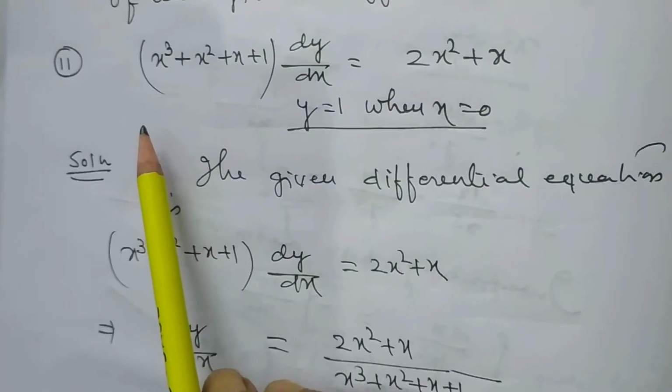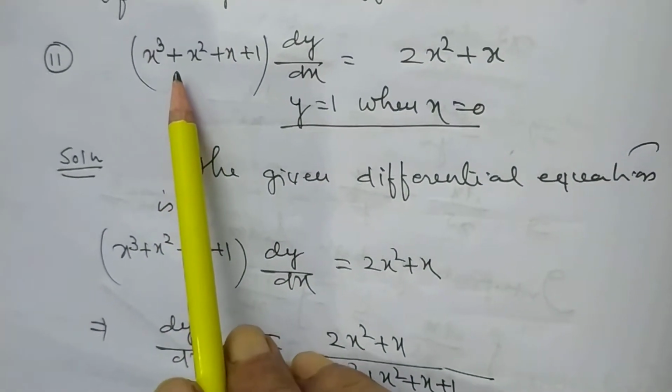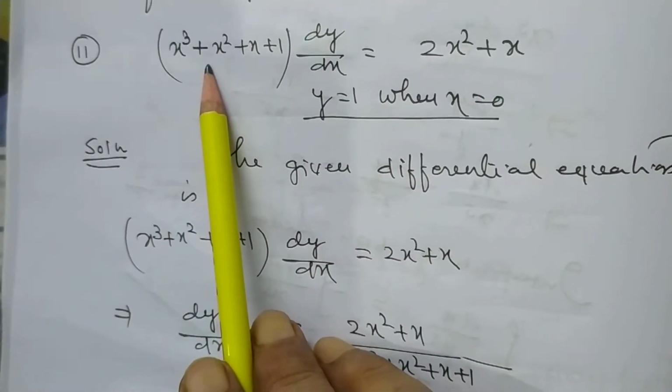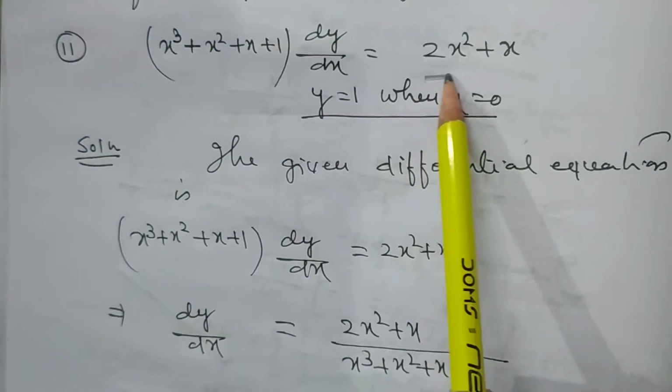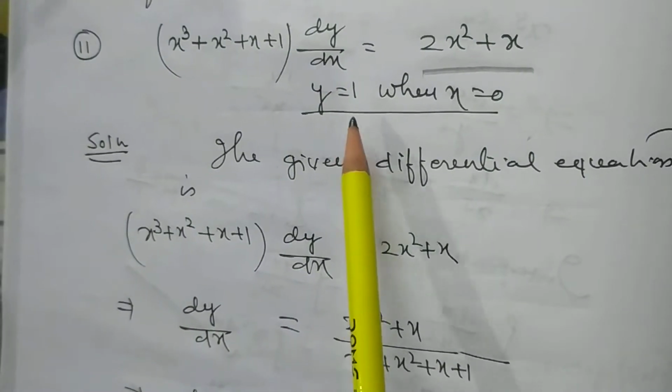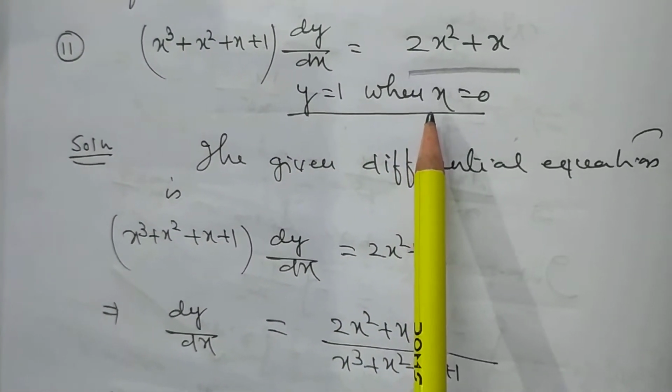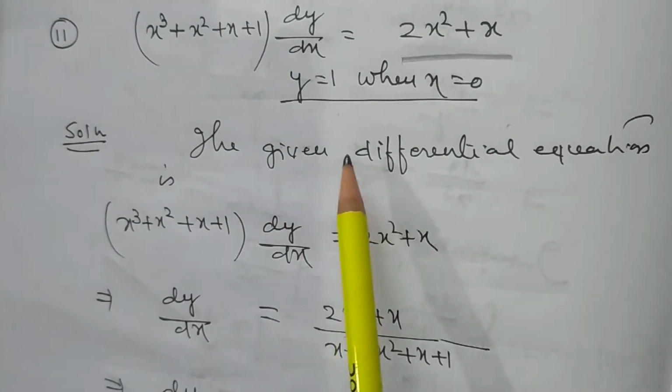Now my dear student, problem number 11 is very, very important. This is a long problem. X cube plus x square plus x plus 1 dy by dx is equal to 2x cube plus x. When y is equal to 1 when x is equal to 0, then find the solution.